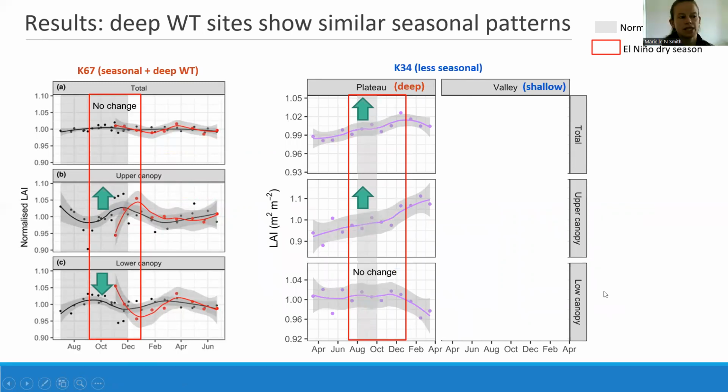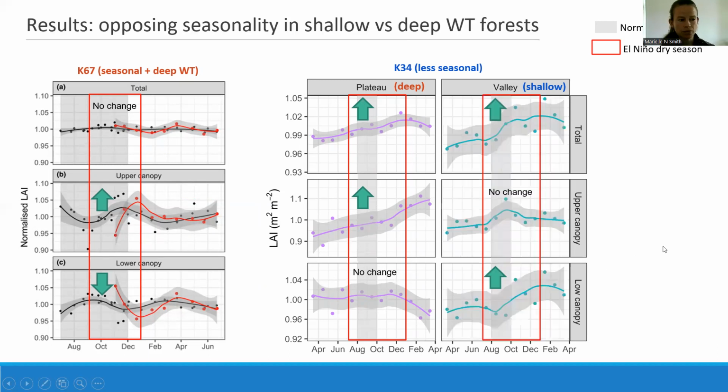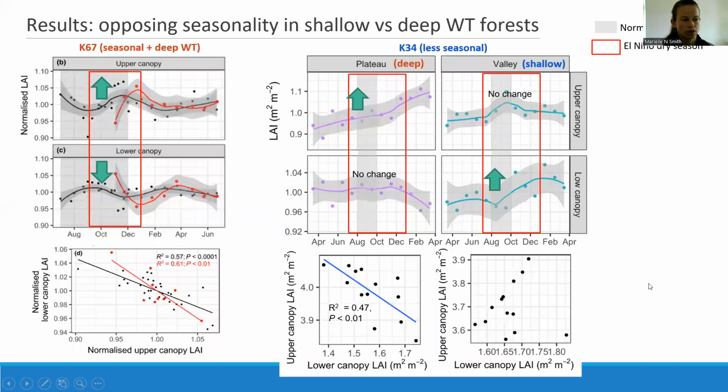Next, let's look at the deep water table regions of kilometer 34, this less seasonal site. What we see is an increase in upper canopy leaf area, just like in kilometer 67, but no change in the lower canopy. And finally, looking at the seasonal dynamics within the shallow water table depth regions of kilometer 34, we see no change in the upper canopy, but an increase in the lower canopy.